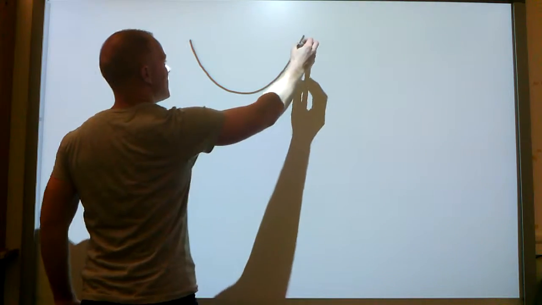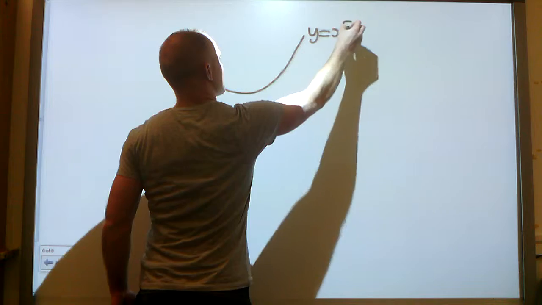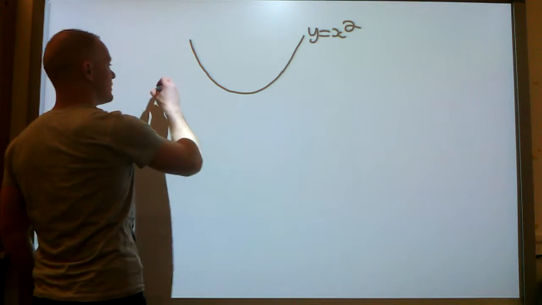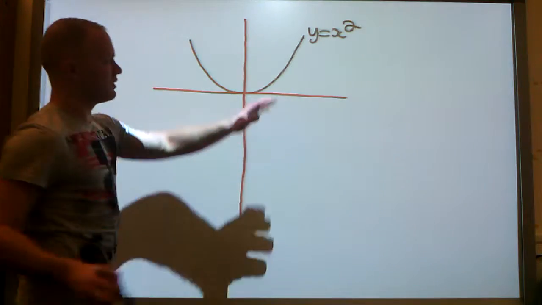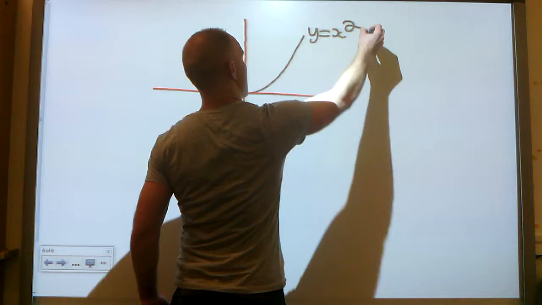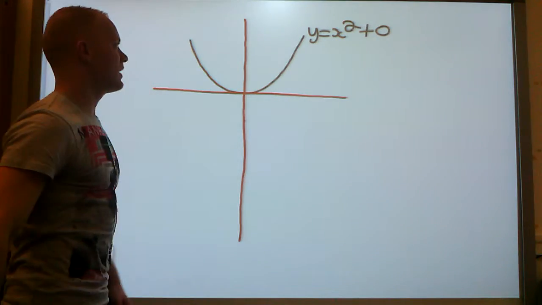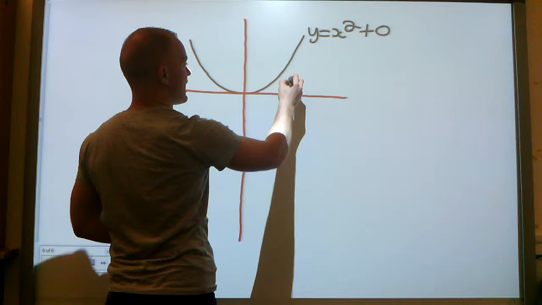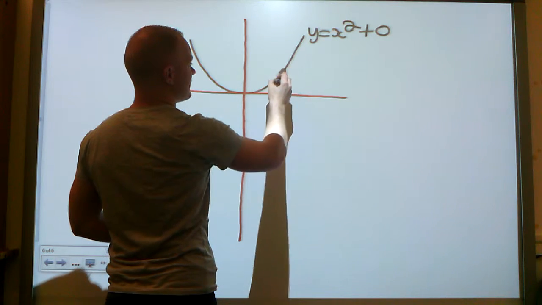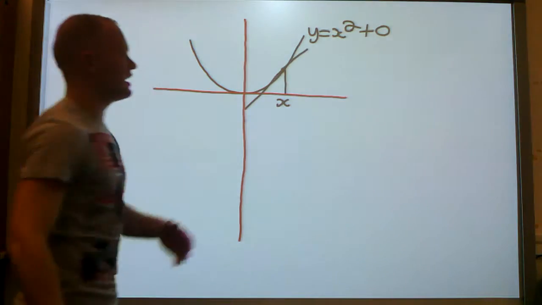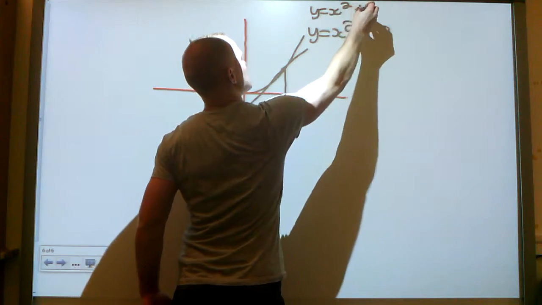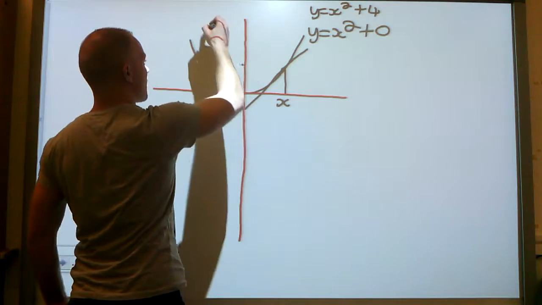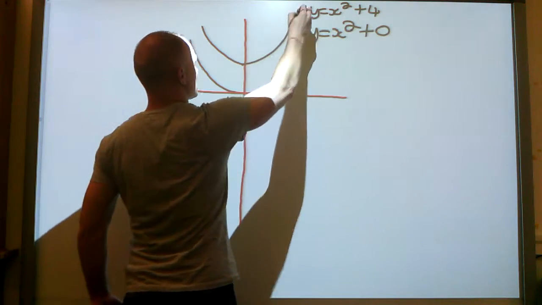We have a graph here, okay? It's y equals x squared. Okay, and we're going to have a line here. We're going to have a graph here, okay? Now, that's equal to y equals x squared plus 0. Okay, now when we have this tangent at the point x, the slope of that is going to be the very same as the slope of the line y equals x squared plus 4. Okay, so we have an intercept here at 4. So hopefully I'll draw this right.